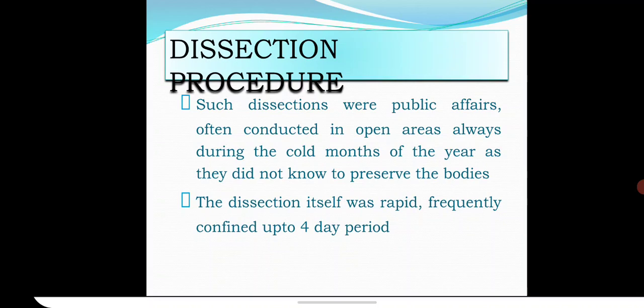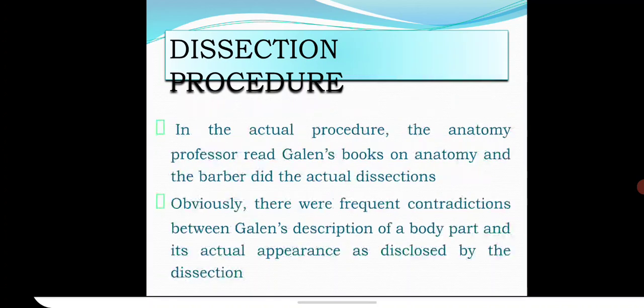How was the dissection procedure at that time? Such dissections were public affairs conducted in open areas during the cold months of the year, as they didn't know how to preserve the bodies. Dissection itself was rapidly done, frequently confined to a 4-day period. In the actual procedure, the anatomy professor read Galen's books on anatomy and the barber did the actual dissections. Students were not satisfied as there were frequent contradictions between Galen's description of a body part and its actual appearance as disclosed by the dissection.